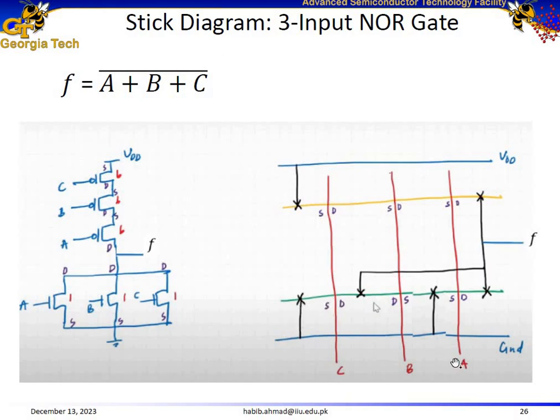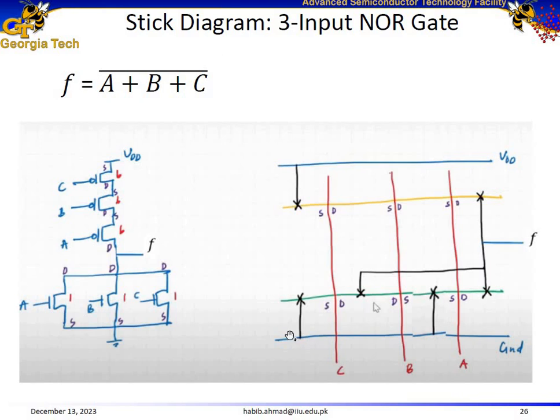So label this side, A and B. The sources of A and B are connected together. These are A and B. They are connected together into the ground. Similarly, the source of C is connected to the ground. So label this side of C as source and then connect it to the ground.